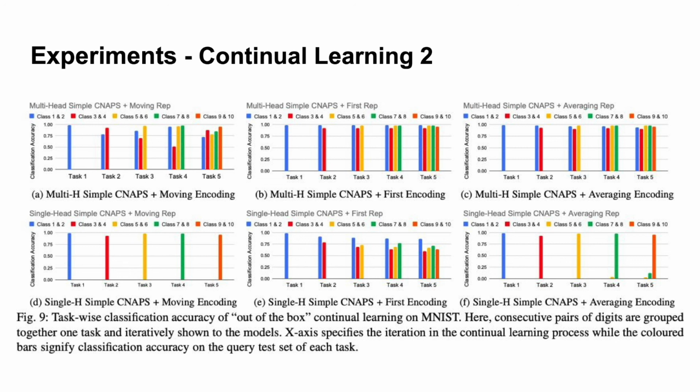Now, with respect to first rep encoding, we see that the first task is, I think someone's mic is on. I'm gonna quickly mute it.